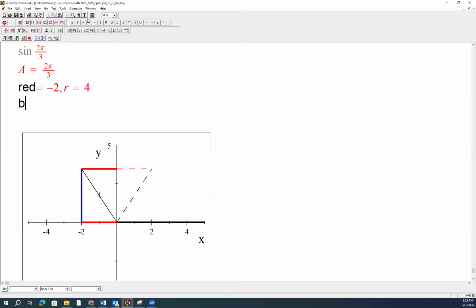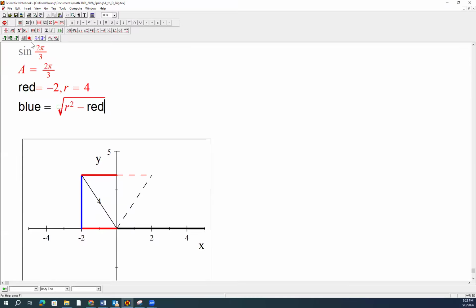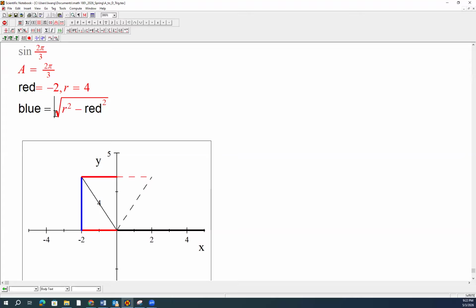So the blue is equal to the square root of r squared minus red squared. Pythagorean theorem. R is 4, red is -2. -2 squared is 4. So we got 16 minus 4, and we got root 12. Root 12 is 2 times root 3.